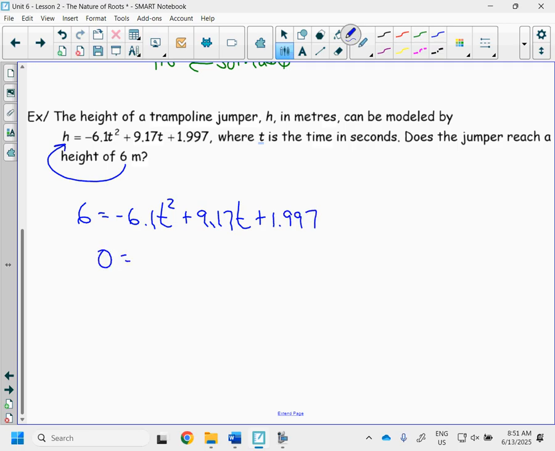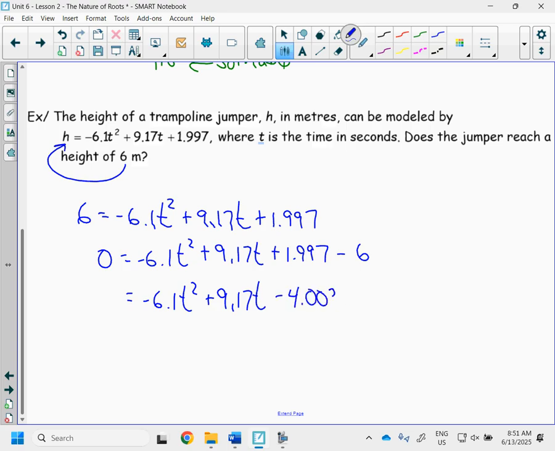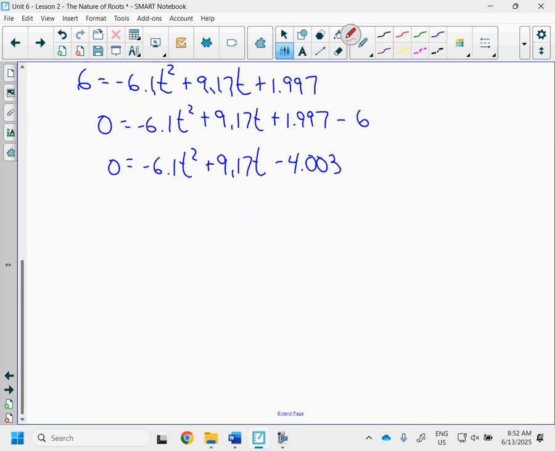Well, I can figure that out by making it equal to 0. I'm going to bring that 6 to the other side and subtract it. That gives me negative 4.003. This would be a pain to solve, but good news is I don't have to solve it. I just have to check, is it possible? Does it happen? That's discriminant again.